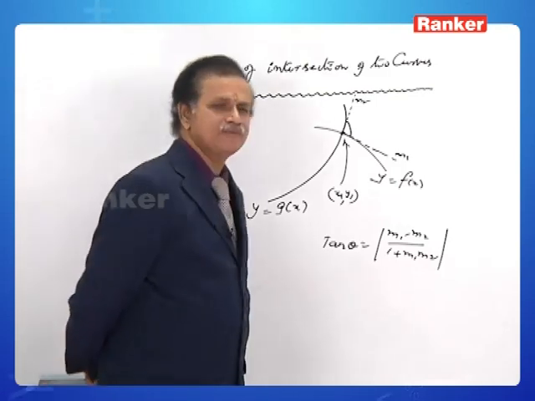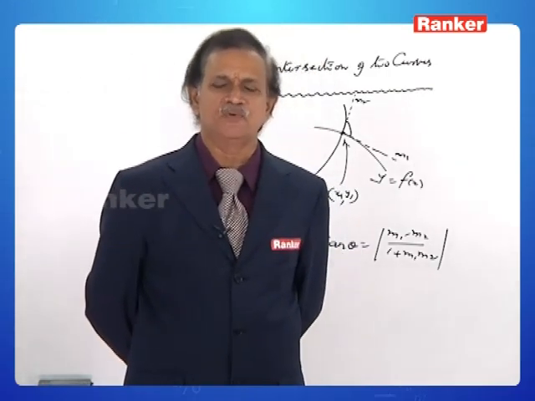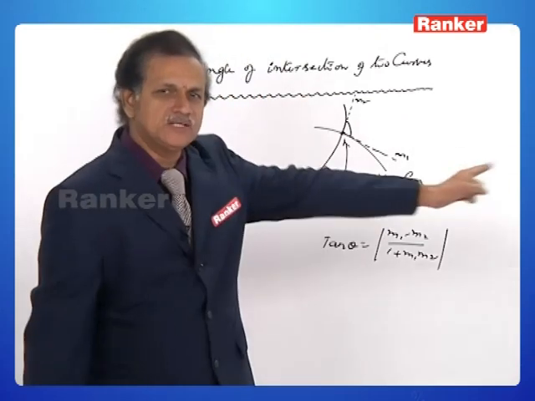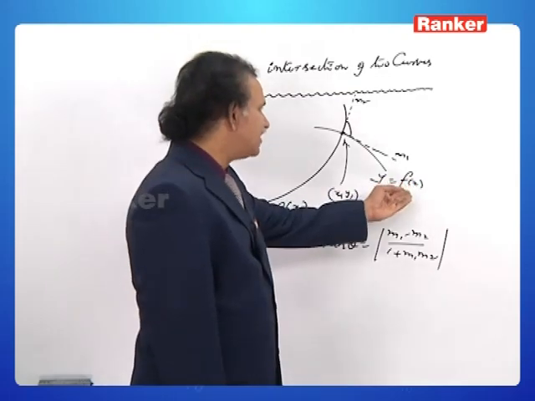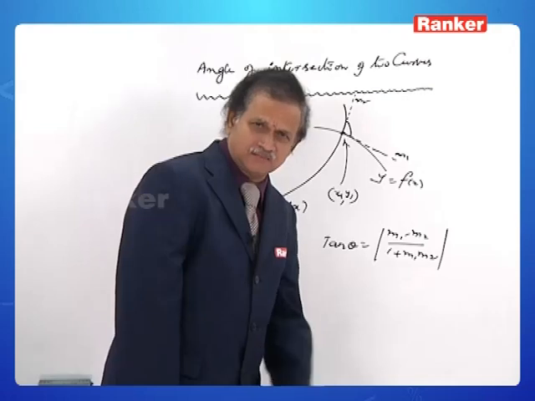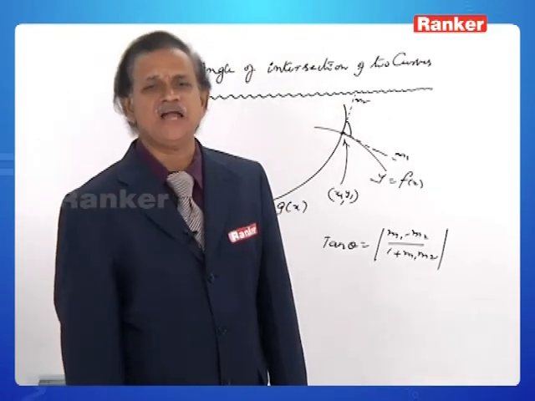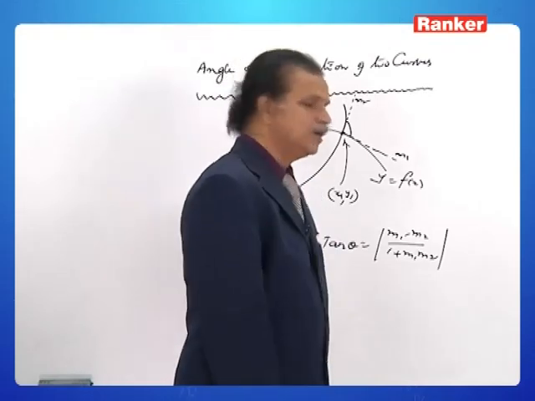Of course, m1 and m2 can easily be obtained. What is m1? Slope of the tangent at the point x1, y1 on y is equal to f of x. That is nothing but f dash x1. Automatically g dash x1 becomes m2. And tan theta is equal to m1 minus m2 by 1 plus m1 m2.